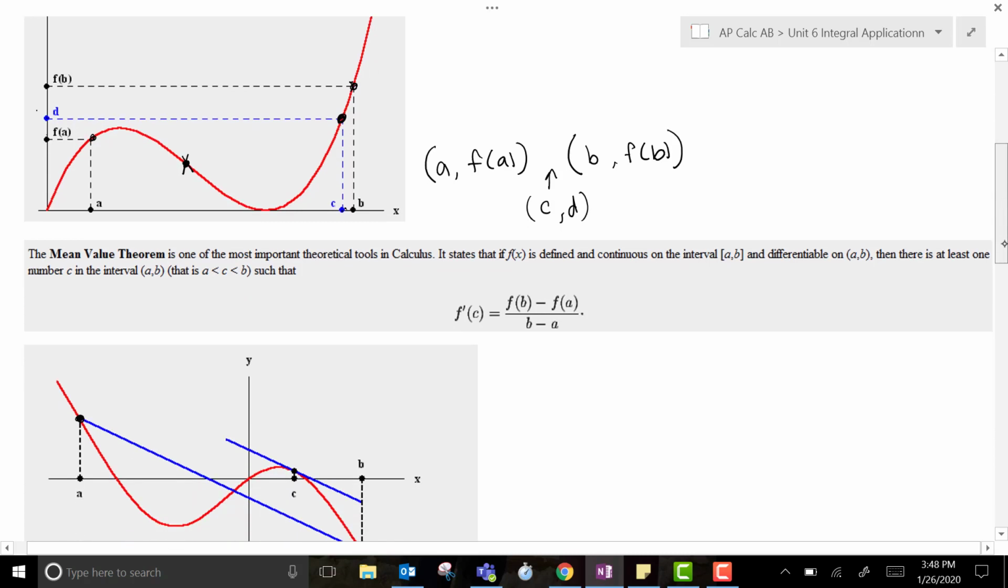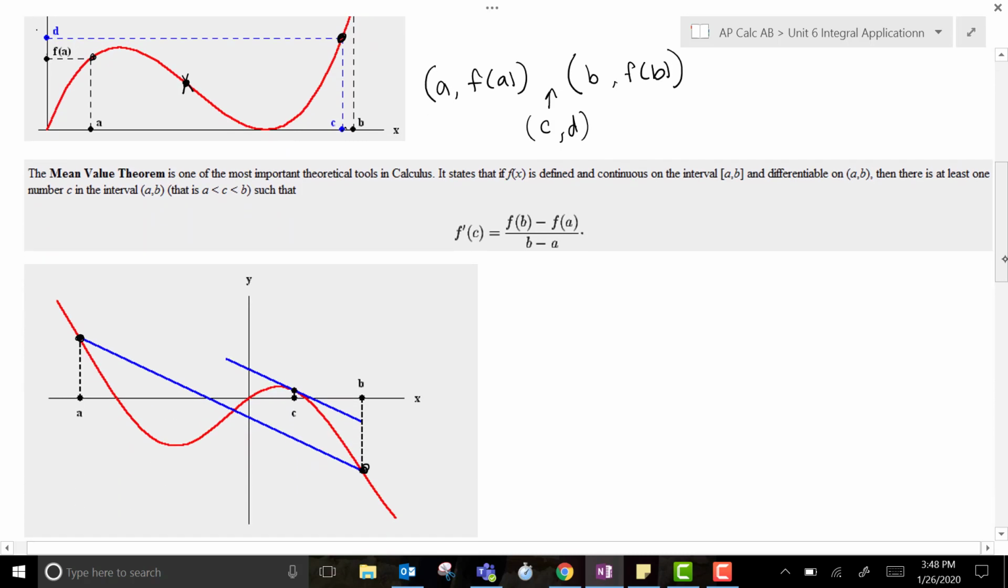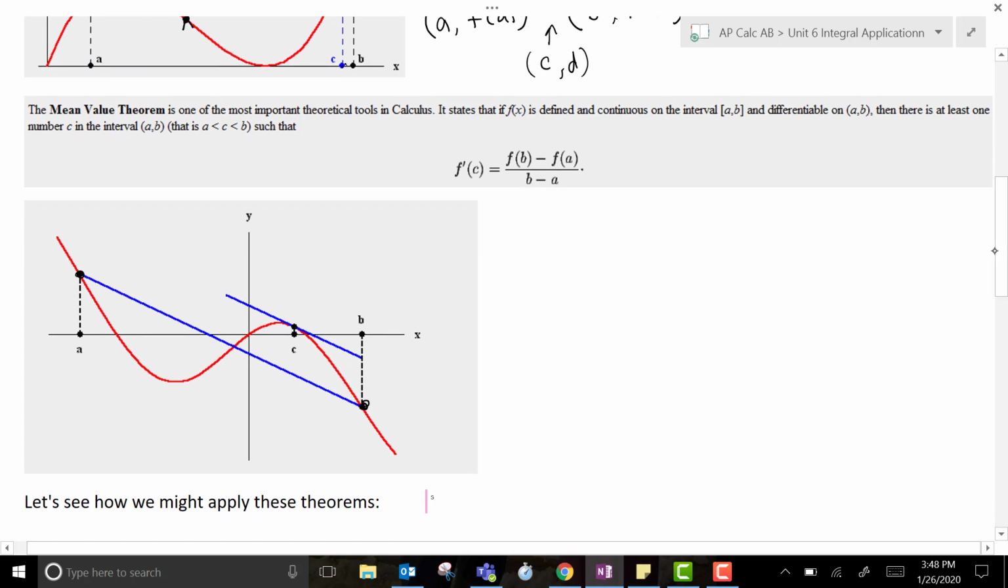The mean value theorem is very similar to that, but all it's doing is, we know that mean means average, and all that means is that we're talking about rate of change. So very similar to the intermediate value theorem, we're making an assumption that there's a point that lies between, but this is talking about slopes. So it says that if our function is differentiable and continuous over the interval a to b, then there's at least one number c such that f prime of c is equivalent to the slope between point a and b.